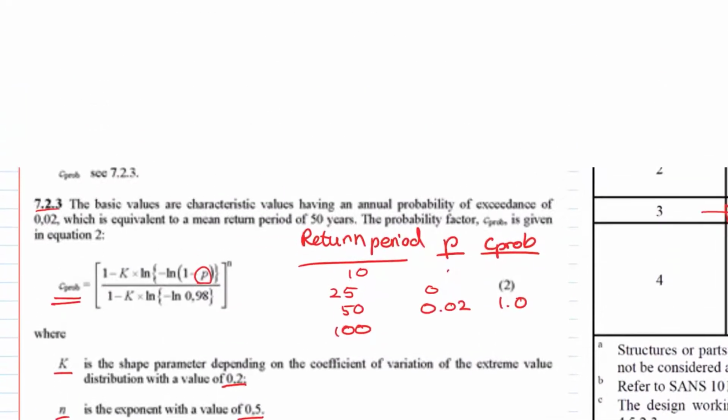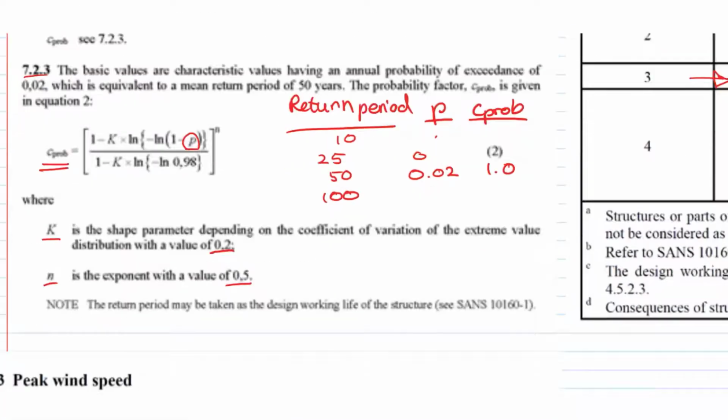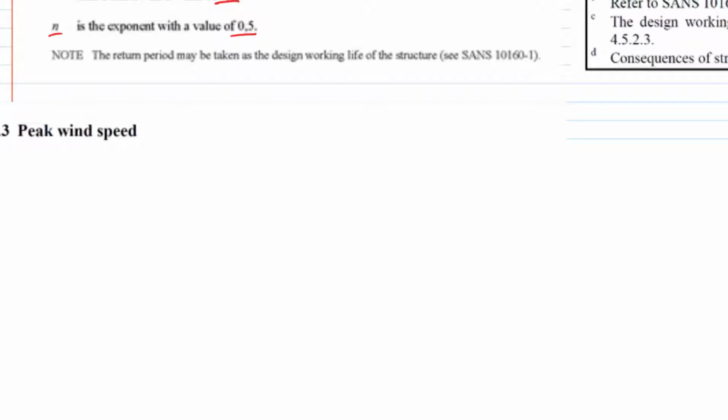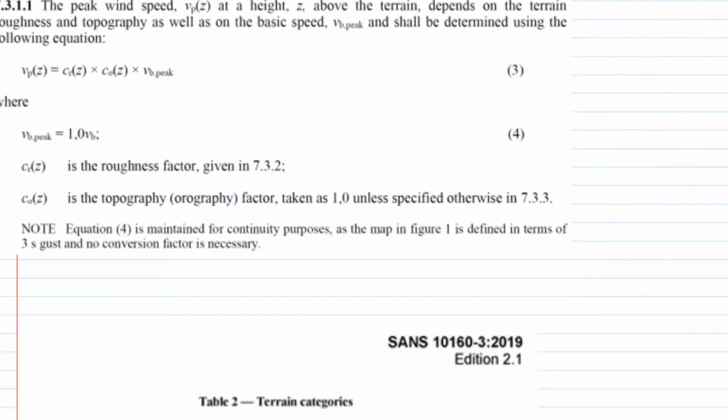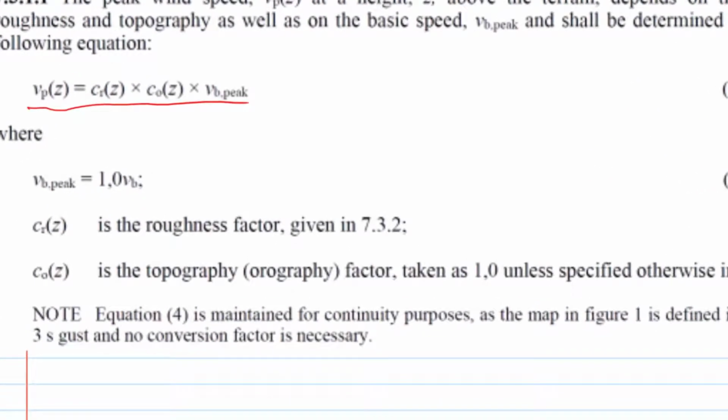Once you've now said, all right, I've got a building, I know where in the country it is, and I know how long it's going to last, I can start accounting for other factors. And so the peak wind speed, given here, is also influenced by the roughness, how rough is the terrain around the area, times a topography or orography factor. And so the orography factor is the easy one, taken as 1 unless specified in 733.